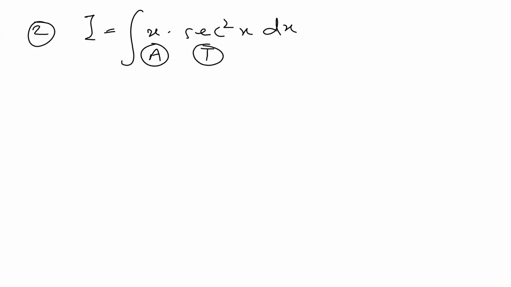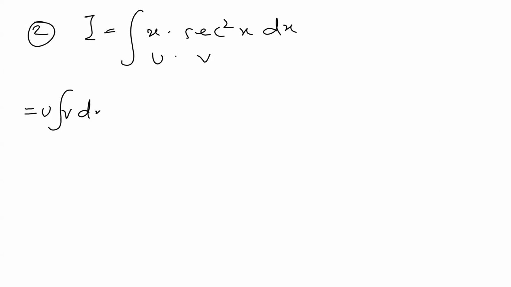Second problem. Integration of x sec square x dx. So x is x raised to 1. So this is algebraic. Sec square x is a trigonometric function. It's not an ITF, it's a TF. So it is as per the priority list LIATE. No need to change this. No need to reshuffle this. Okay. So this is u and this is v.